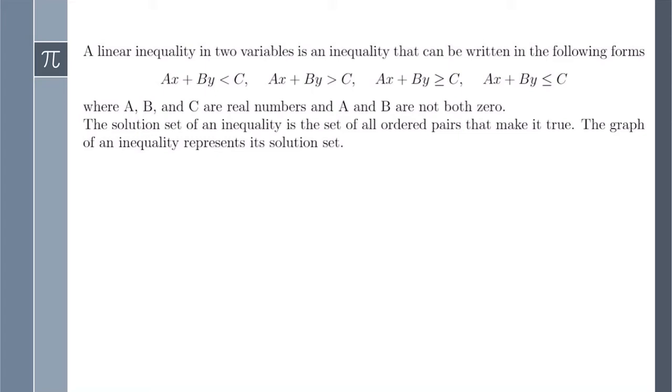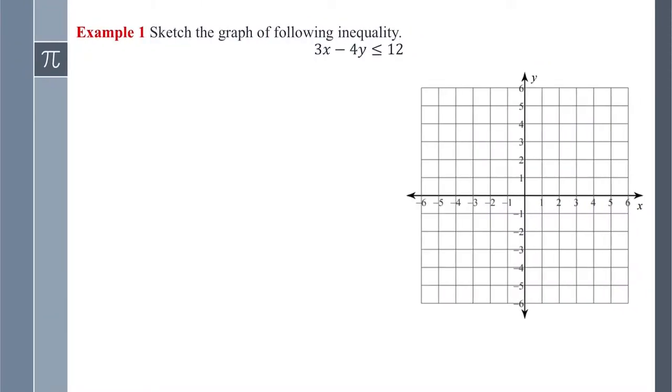Let's go ahead and look at an example. Here our inequality is 3x minus 4y is less than or equal to 12. First we'll graph this line. You can do this in a couple of ways. You can change the equation into the form y equals mx plus b and then graph the line. Or instead, what I like to do is find the x and y intercepts for this line.